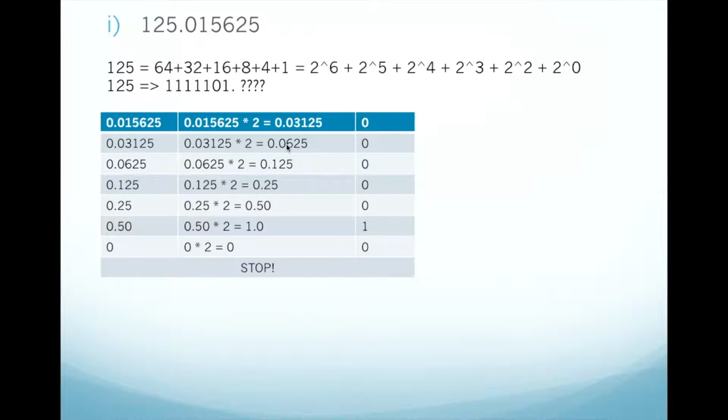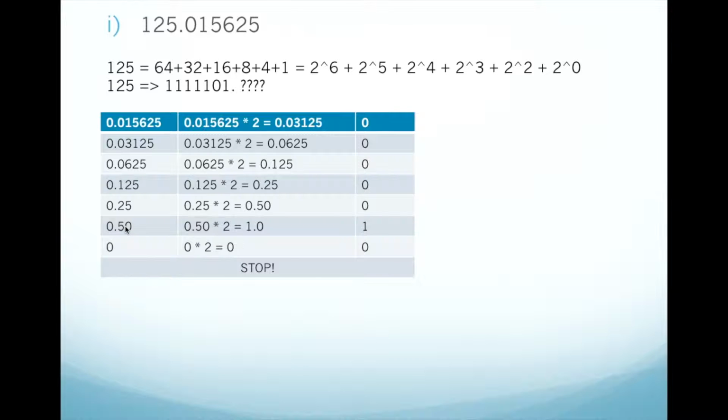We still have a 0 on the left of the decimal, so we're going to put a 0 here. Then do what we've been doing. The 0.0625 goes down here. Multiply that by 2. We're going to get 0.125. There's still a 0 right there, so it goes 0 here. Same thing, 0.125 times 2 equals 0.25. The 0 goes there. The 0.25 goes down here. 0.25 times 2 is 0.50. The 0 from here goes right there. The 0.50 goes down here.